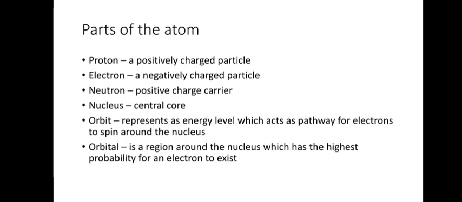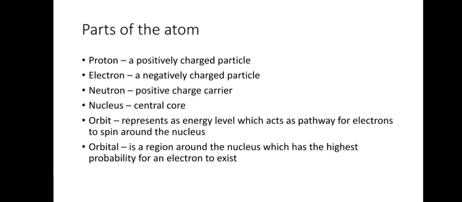We have orbit, represented as an energy level, which acts as a pathway for electrons to spin around the nucleus. And the orbital is a region around the nucleus which has the highest probability for an electron to exist.